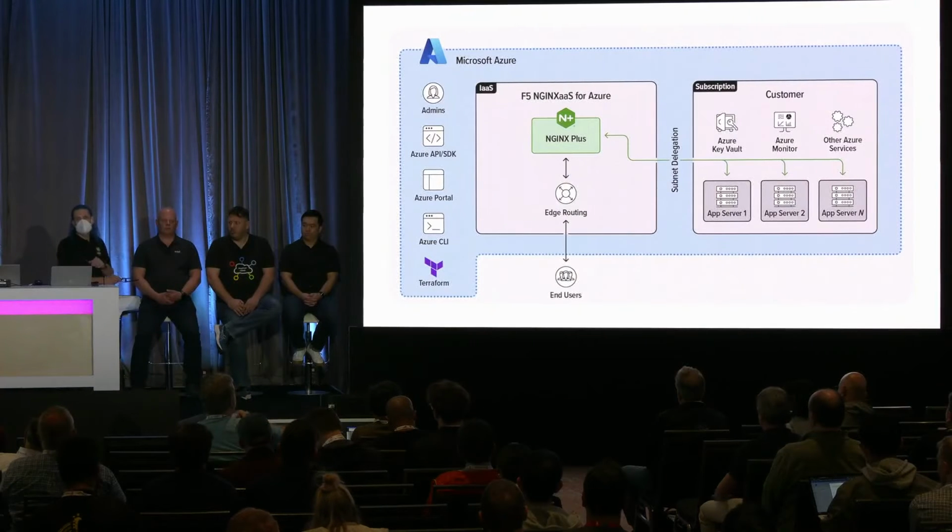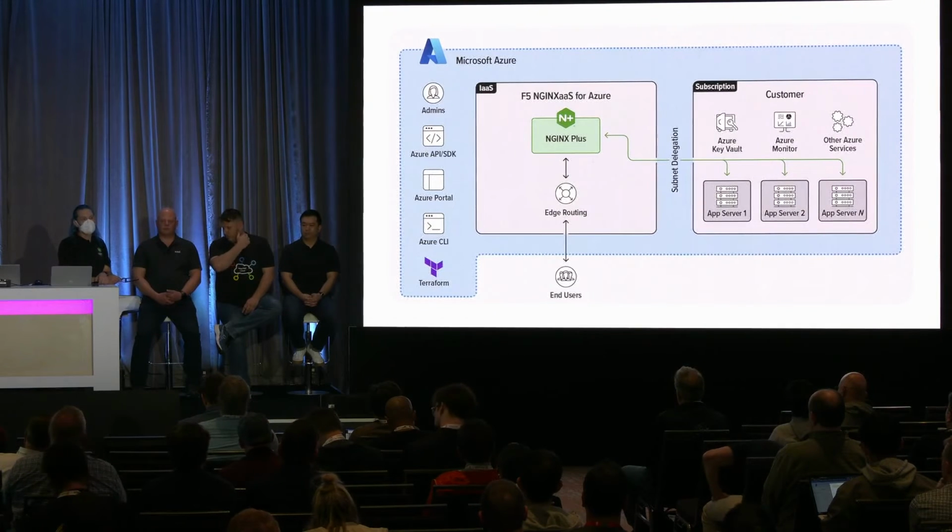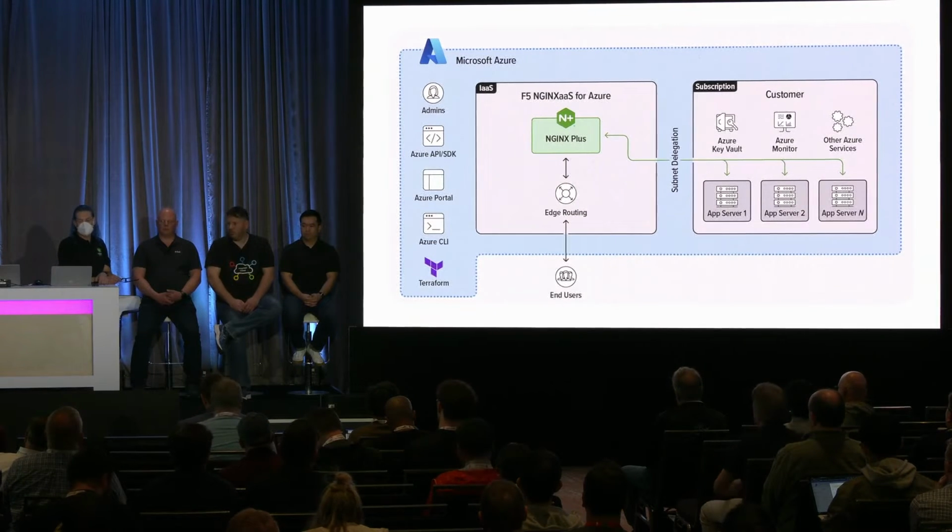Getting started with NGINX as a service is relatively simple. You go to the Azure Marketplace, you search for NGINX, and you select NGINX as a service. We've got a basic plan, and we've got an enterprise plan with full SLAs there for you to get started.